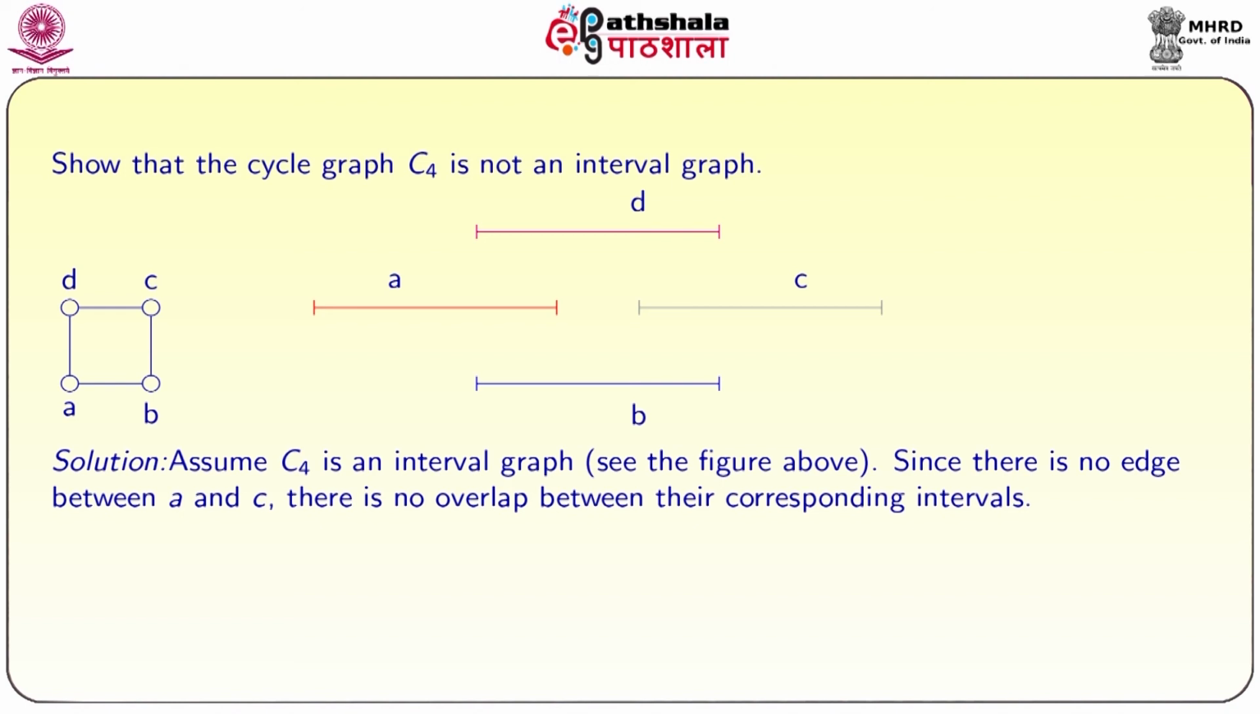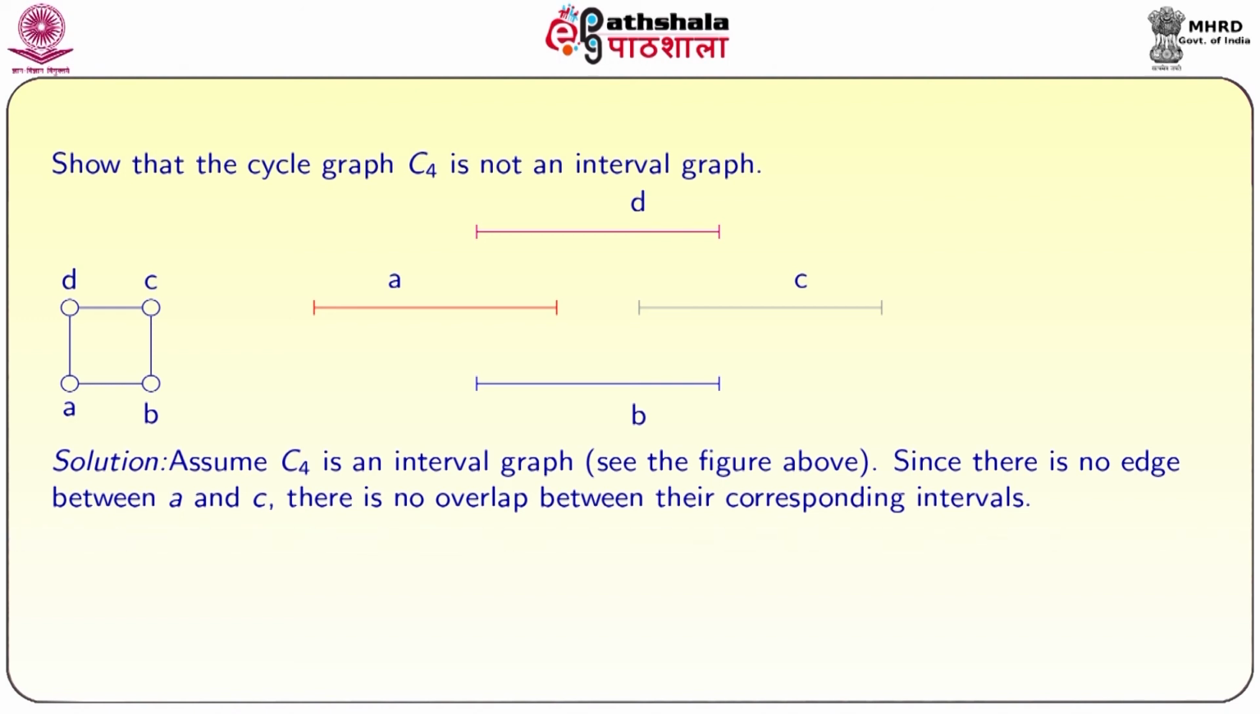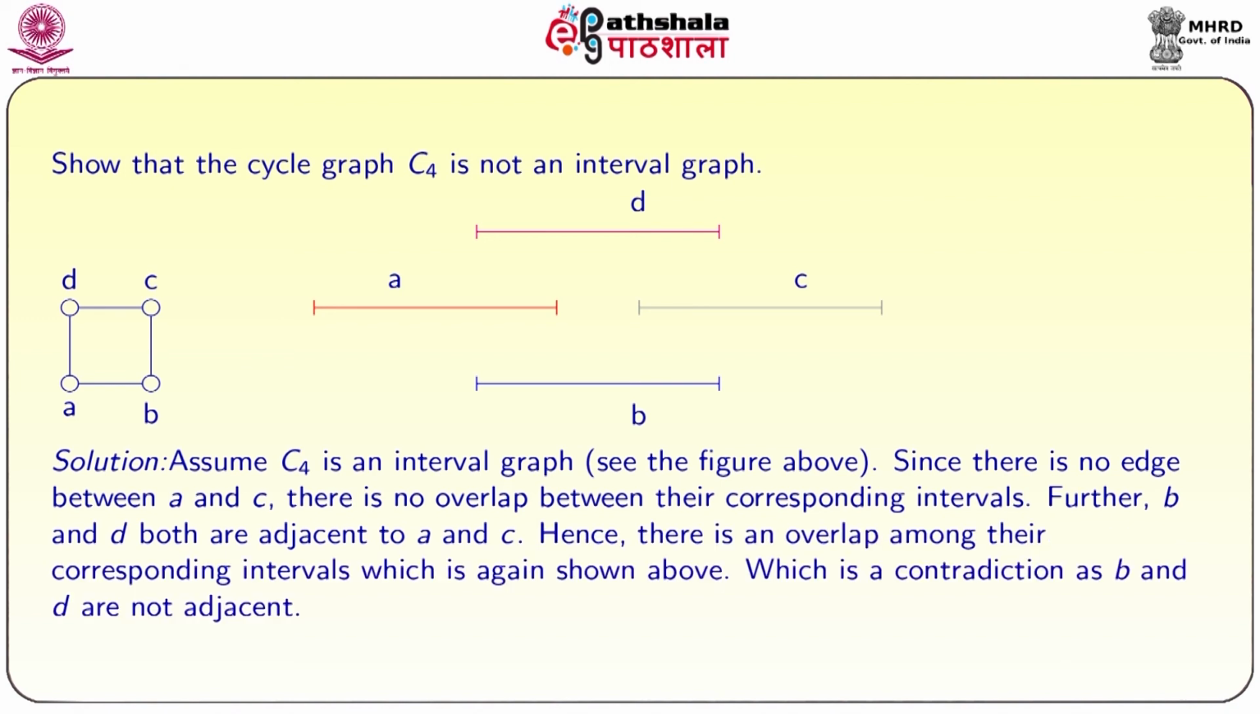C4 is not an interval graph from above, since there is no edge between A and C, so there is no overlap between their corresponding intervals. Further, B and D both are adjacent to A and C. So consequently there is an overlap among the corresponding intervals, which is again shown above, which is a contradiction, since B and D are not adjacent.